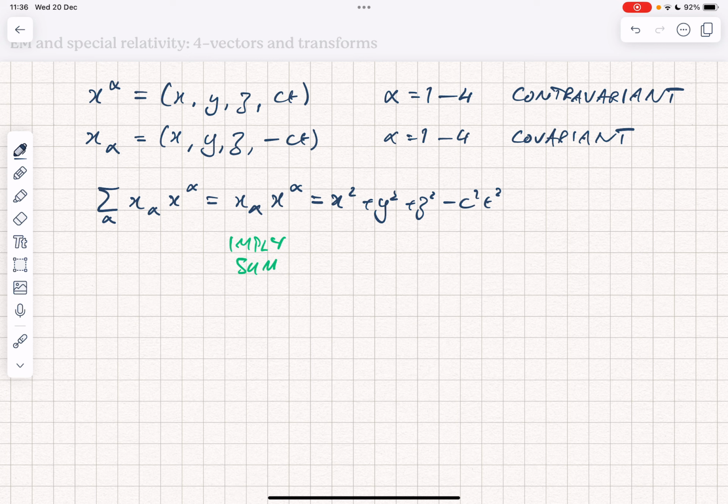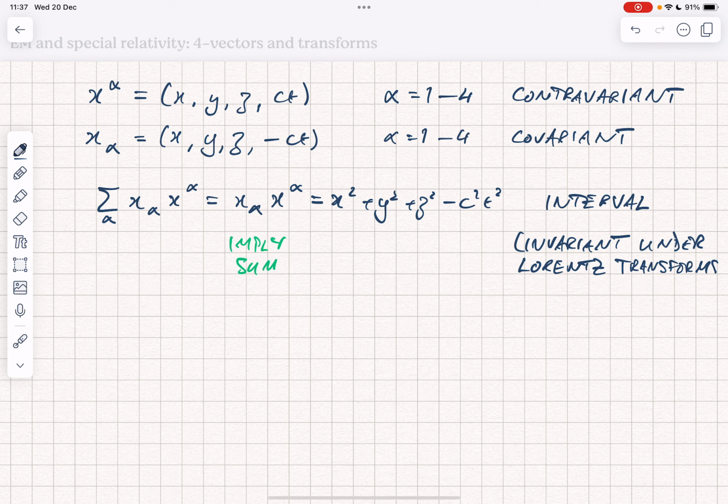And in the previous video, we referred to that as the interval. And we noted that it was invariant under Lorentz transforms. And by analogy, you can think about the dot product between two three-dimensional vectors as being invariant under a rotation. So the length of a vector doesn't change when you simply rotate the coordinate system. That's a very good analogy for what's happening here, is that this interval is invariant under the Lorentz transform, which is a rotation amongst space and time-like components.